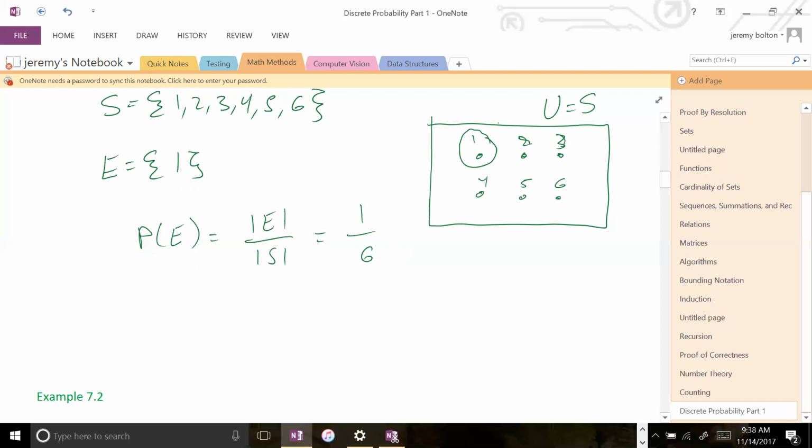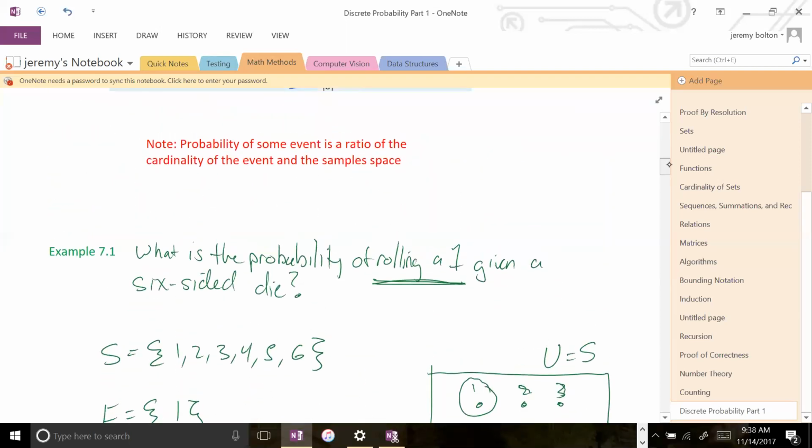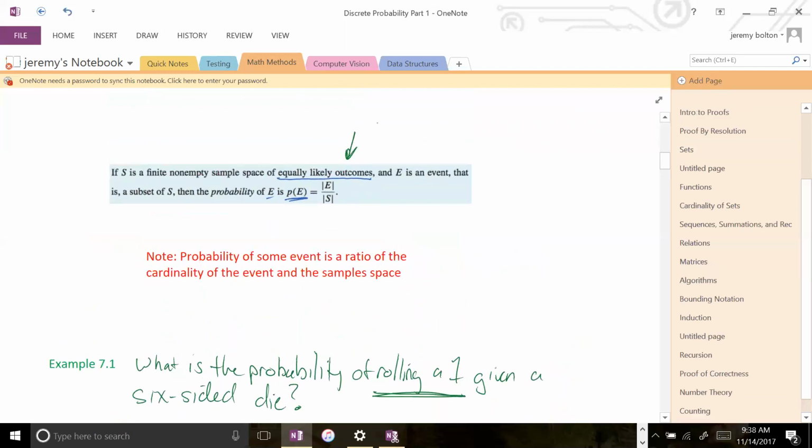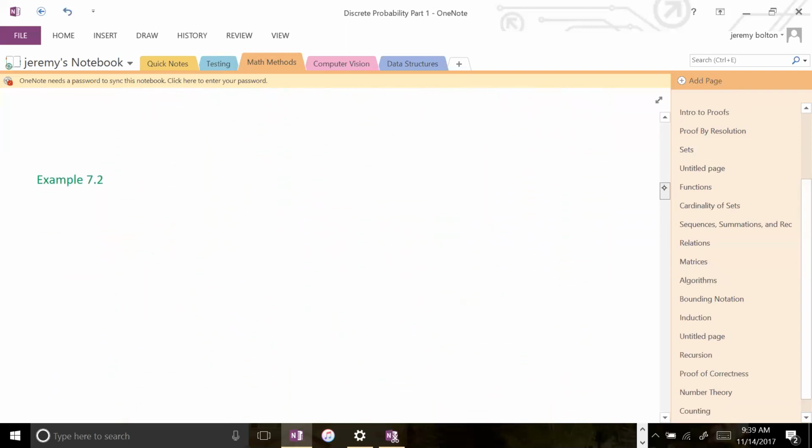Yes? I'm guessing the answer is no. Is there ever a case where the cardinality of E over the cardinality of S would be a false way of finding the event probability? Are you asking, is that formula ever false? Yes, if the events in our sample space are not equally likely, if the singletons are not equally likely, then this need not be true. Good question.